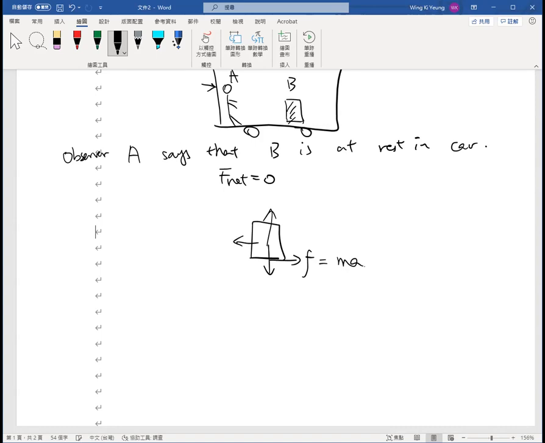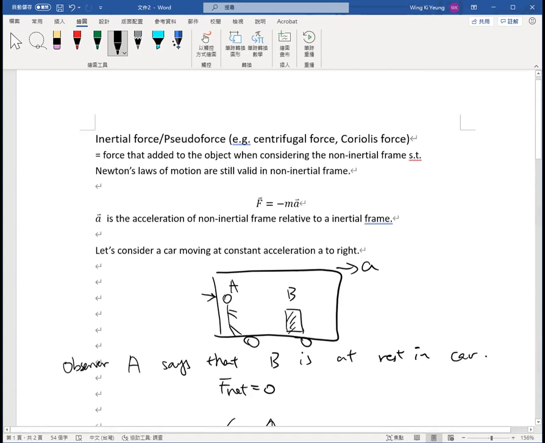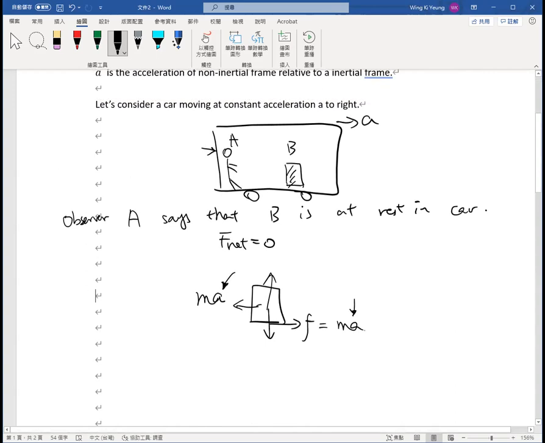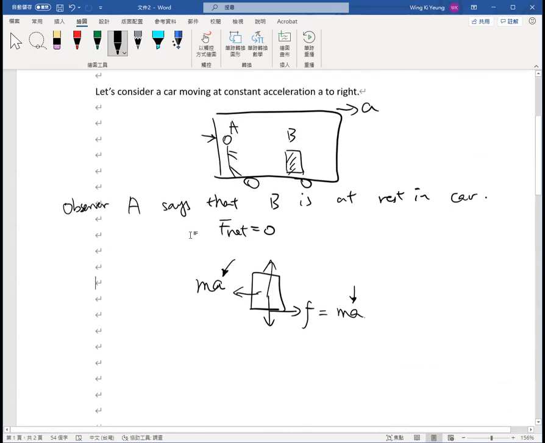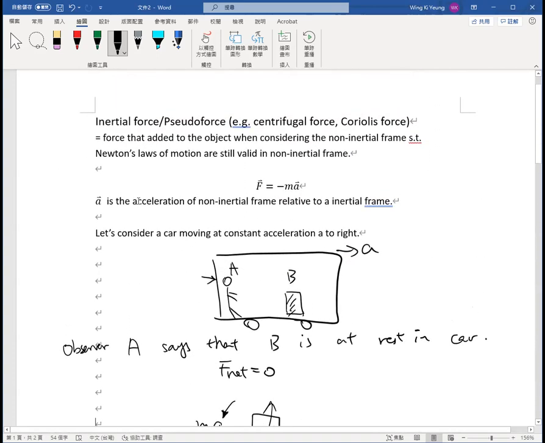So you add a friction. Sorry, you add an inertial force. It has the same magnitude as the net force. That's ma. Now this a is not the acceleration of the object. This a is the acceleration of the reference frame. But in this case, these two a are equal because the object is at rest in the car. So the car and the object are all accelerating at the acceleration a relative to the ground, or relative to an inertial frame. But indeed, this a should be the acceleration of the reference frame relative to the inertial frame. Okay. And this is also the inertial force.